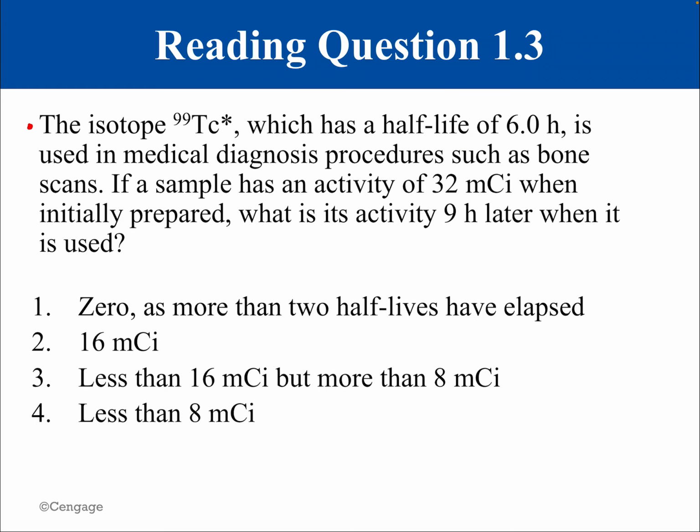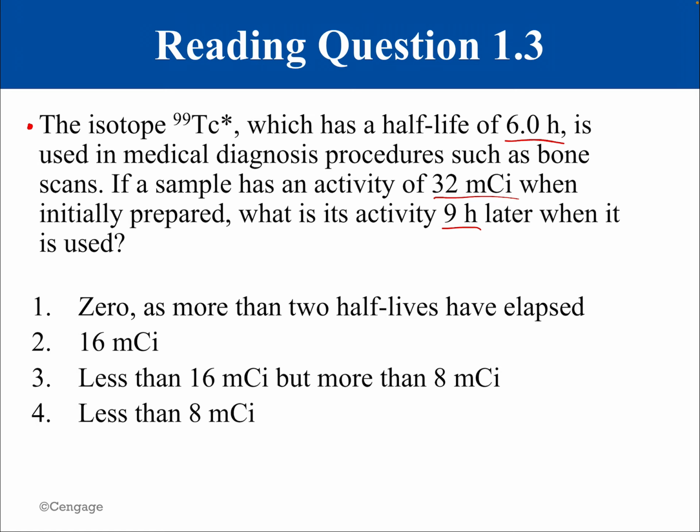All right, 99Tc, which has a half-life of 6 hours, is used in medical diagnoses, procedures, such as bone scans. If a sample has an activity of 32 millicuries, when initially prepared, what is its activity 9 hours later? So this is the type of idea, activity rates and the exponential decay of those activity rates, that I discussed conceptually in the second of these two conceptual videos, and also is the one computational subject from this chapter. Really the one type of problem that we can work out computationally, in terms of percentages of samples remaining that have a particular half-life, or calculating a half-life due to behavior.